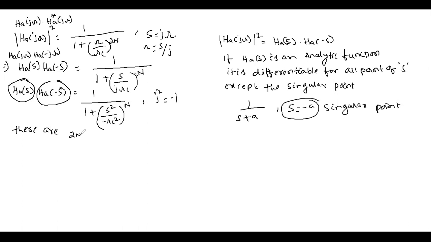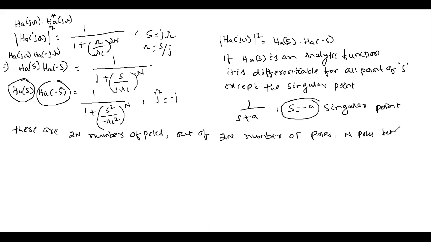I can say there are 2n number of poles, and out of 2n poles, n poles belong to H of s and n poles belong to H of minus s.